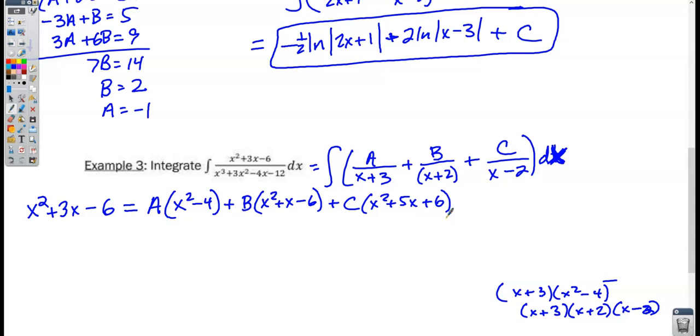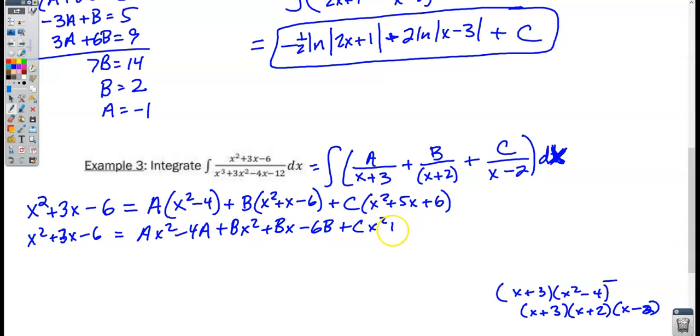Okay, so multiplying all of these out, we get Ax squared minus 4A plus Bx squared plus Bx minus 6B plus Cx squared plus 5Cx plus 6C. And then I've got to come up with my system of equations based off of this information. My x squareds have to be equal on both sides of the equation. So that means I need 1x squared to be equal to A plus B plus C. So A plus B plus C has to be equal to 1.